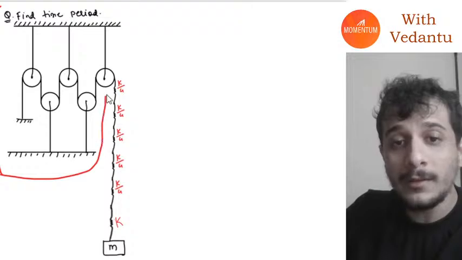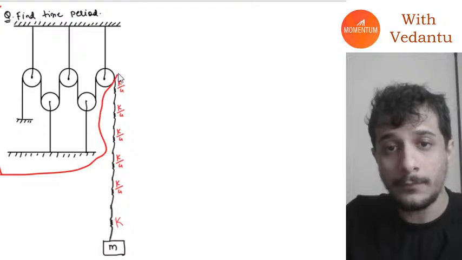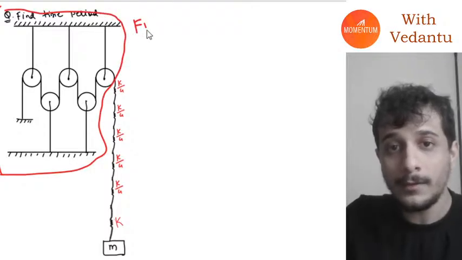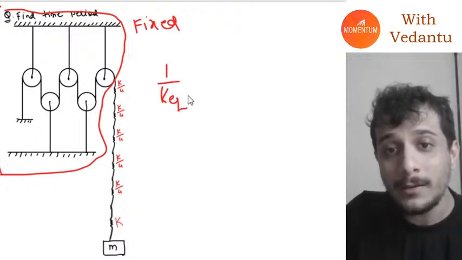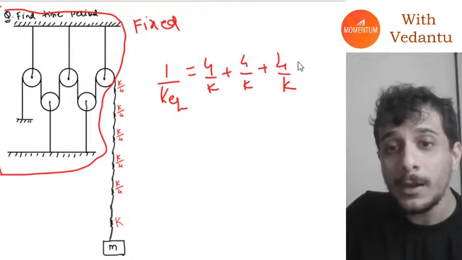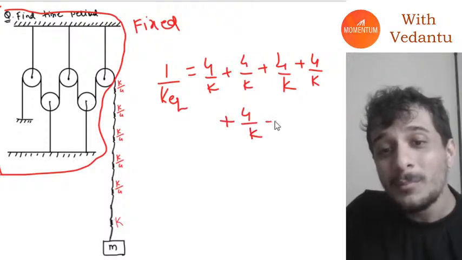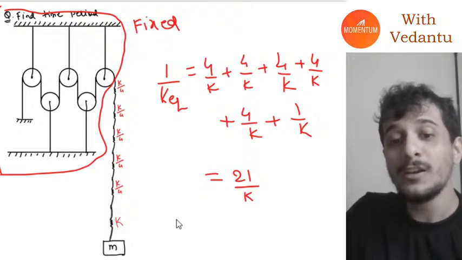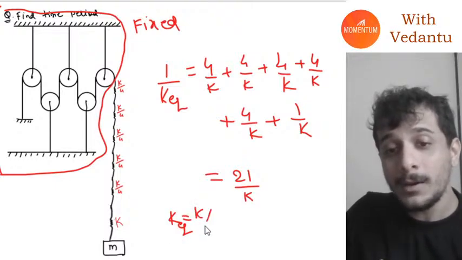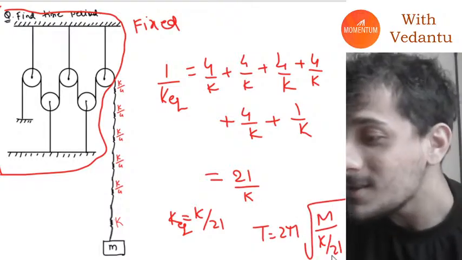If you see, this entire system is just fixed. So I can write that 1 by k equivalent is 4 by k plus 4 by k plus 4 by k plus 4 by k, 1, 2, 3, 4, 5, plus 4 by k plus 1 by k. That will be equal to 21 by k. So k equivalent is k by 21. So the time period T is 2 pi under root m by k by 21.